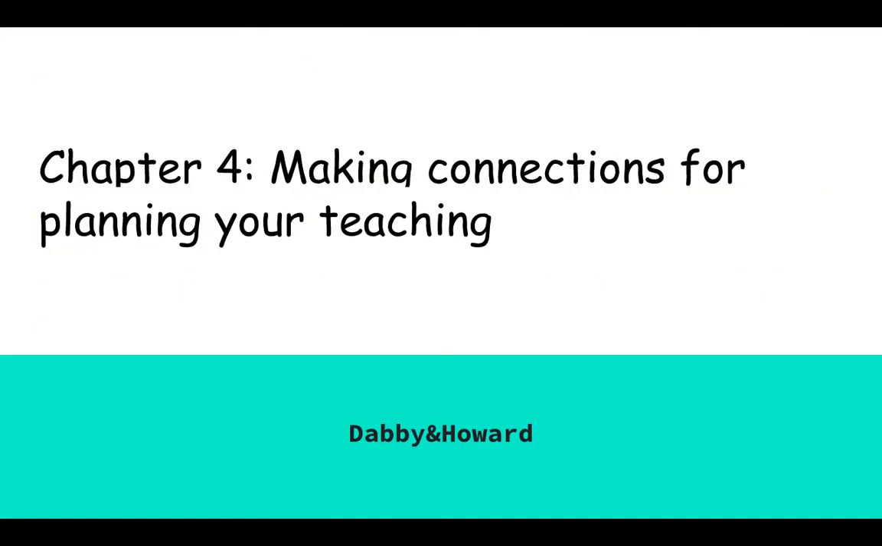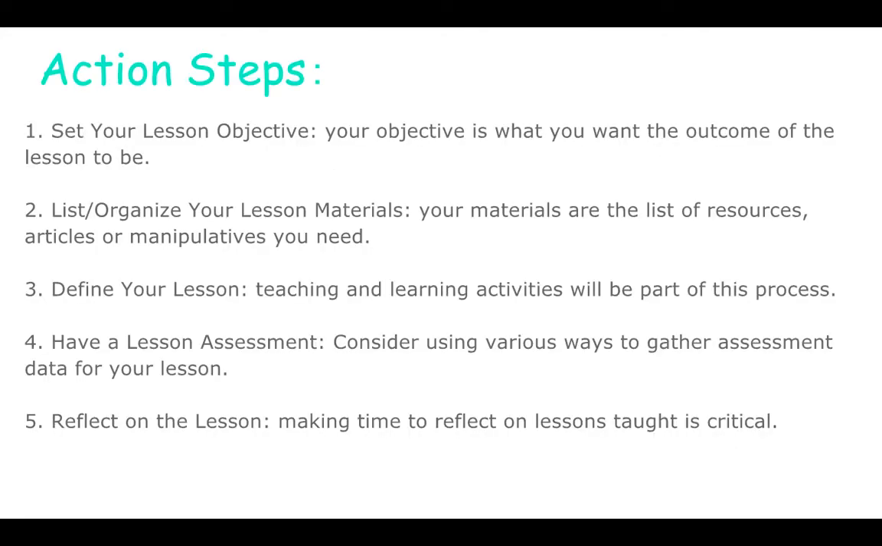Move on to Chapter 4. Chapter 4 talks about the action steps to make a detailed lesson plan. First step, set your lesson objective. Your objective is what you want the outcome of the lesson to be, such as the essential questions and the common core standards. Second one, list your lesson materials.